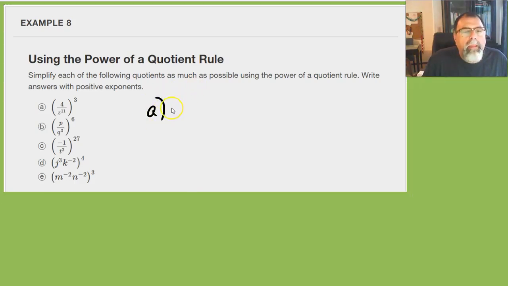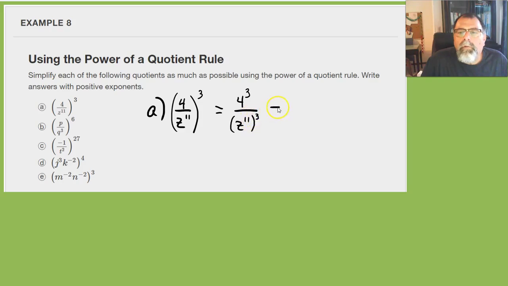Alright, so A, let's see, we're going to do 4 over z to the 11, so that's our quotient to the third power. We're going to raise the numerator to the third power, the denominator to the third power. So 4 times 4 times 4 is 64, and then power to power rule, we're going to multiply 11 times 3 is 33, and that's your final answer there.